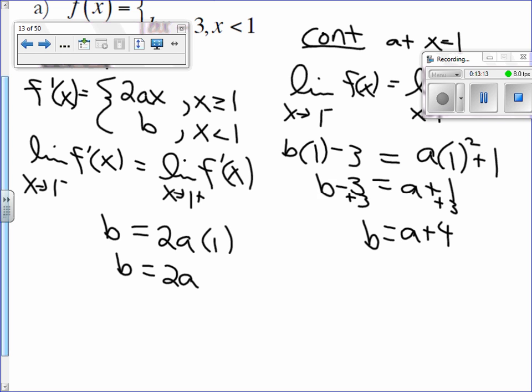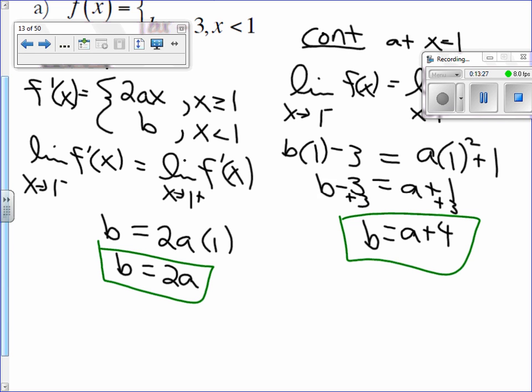So in order to be continuous, we found out that b has to equal 4 more than a. We got this equation. Now the fact it's differentiable also means that b has to equal 2a. 2 equations, 2 unknowns. We're solving a system of equations. What's one of the major techniques you use to solve a system of equations?